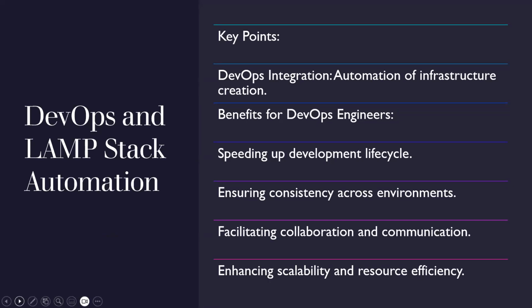Now we look at DevOps, and here, of course, we are looking at the key concepts. The first concept, or the main concept in DevOps, is automation. So now, as a DevOps engineer, you are looking to automate the infrastructure creation where you can host this LAMP stack, or you can automate everything, including the installation of the tools that are going to be used in this LAMP stack.